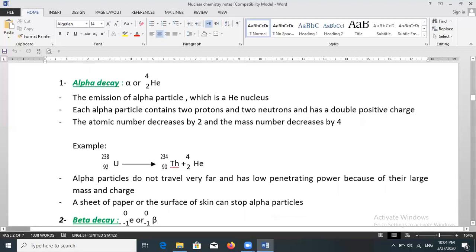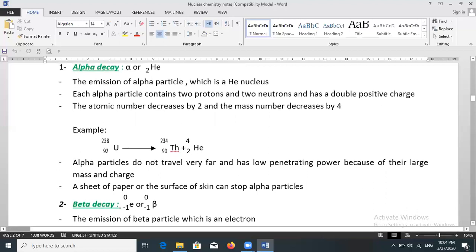So as you see here, a sheet of paper or the skin can stop alpha particles. So it's not dangerous. I mean, even a sheet of paper can stop alpha particles. This means that it's not dangerous. It's dangerous in one way only: when ingested, when it's taken in great doses in medicine for patients, for example, treating cancer and so on, because when ingested, it's found directly inside the body.